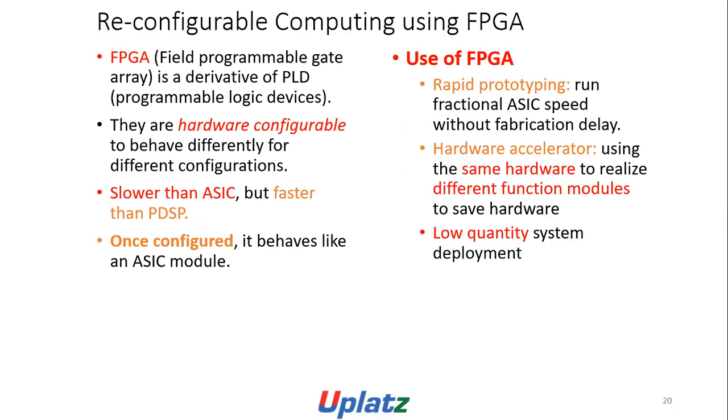Reconfigurable computing using FPGA. FPGA, field programmable gate array, is a derivative of PLD, programmable logic devices. They are hardware configurable to behave differently for different configurations, slower than ASIC but faster than PDSP. Once configured, it behaves like an ASIC module. Uses of FPGA: rapid prototyping, running at a fraction of ASIC speed without fabrication delay; hardware accelerator, using the same hardware to realize different function modules; and low quantity system deployment.